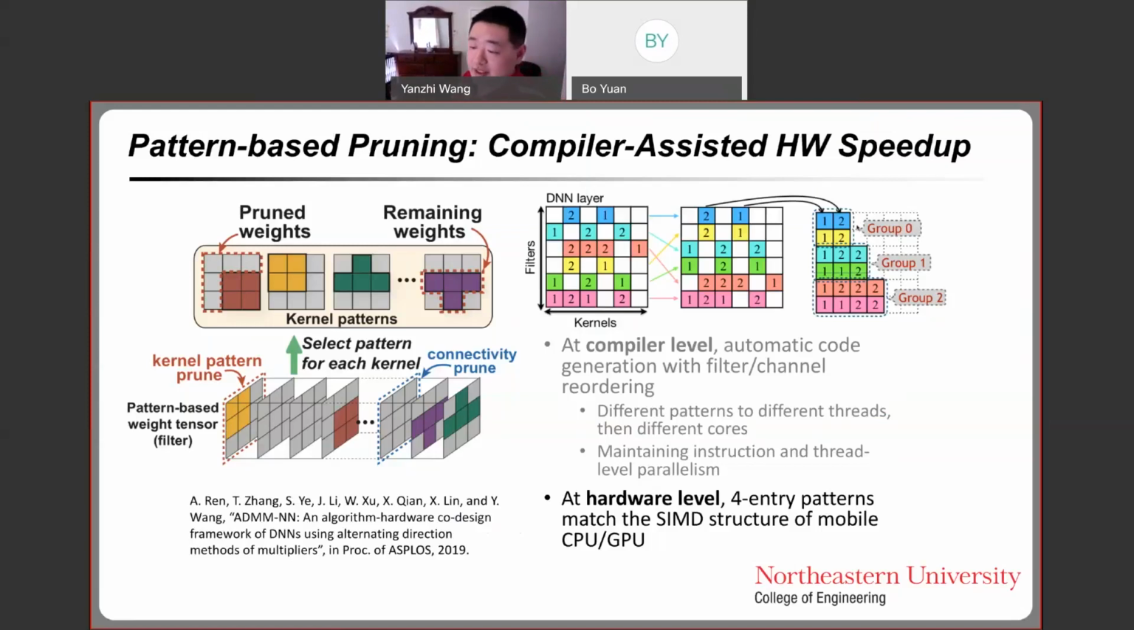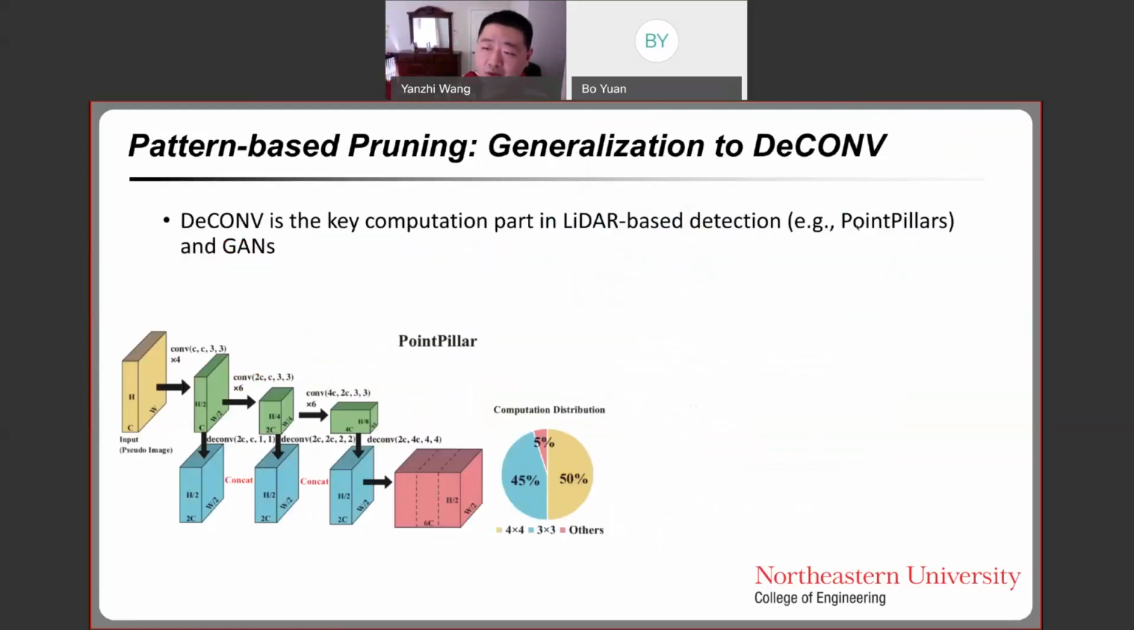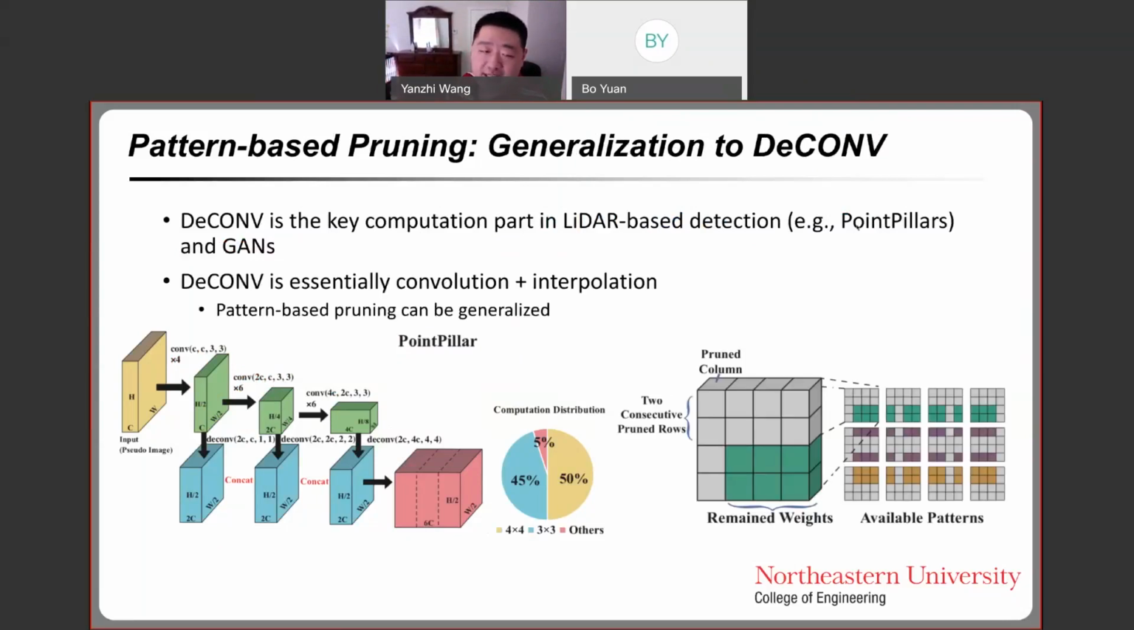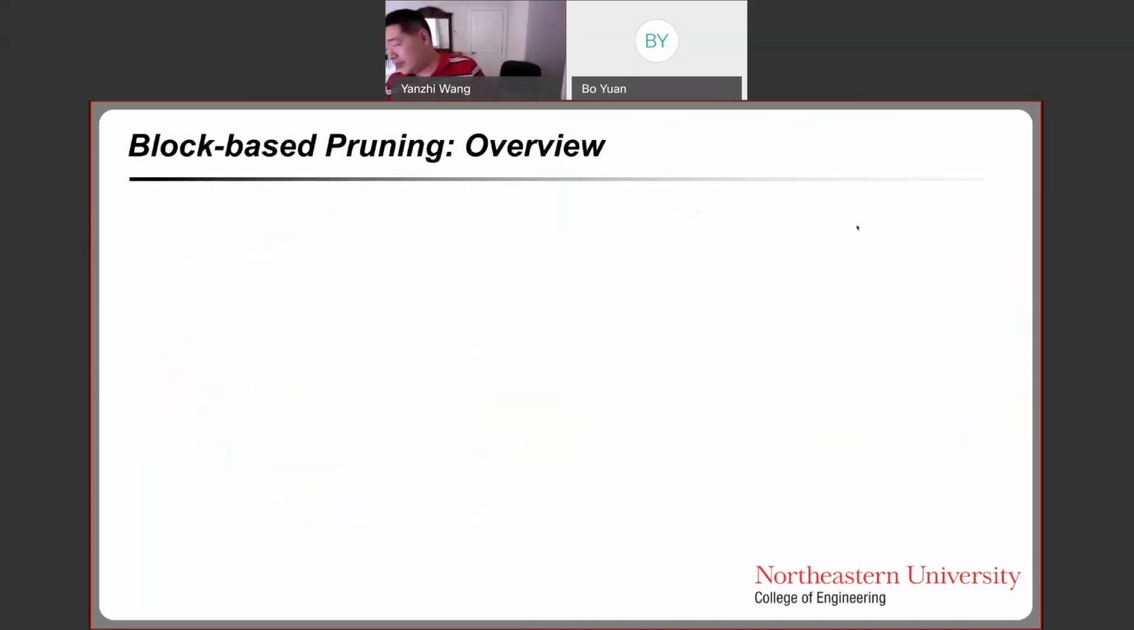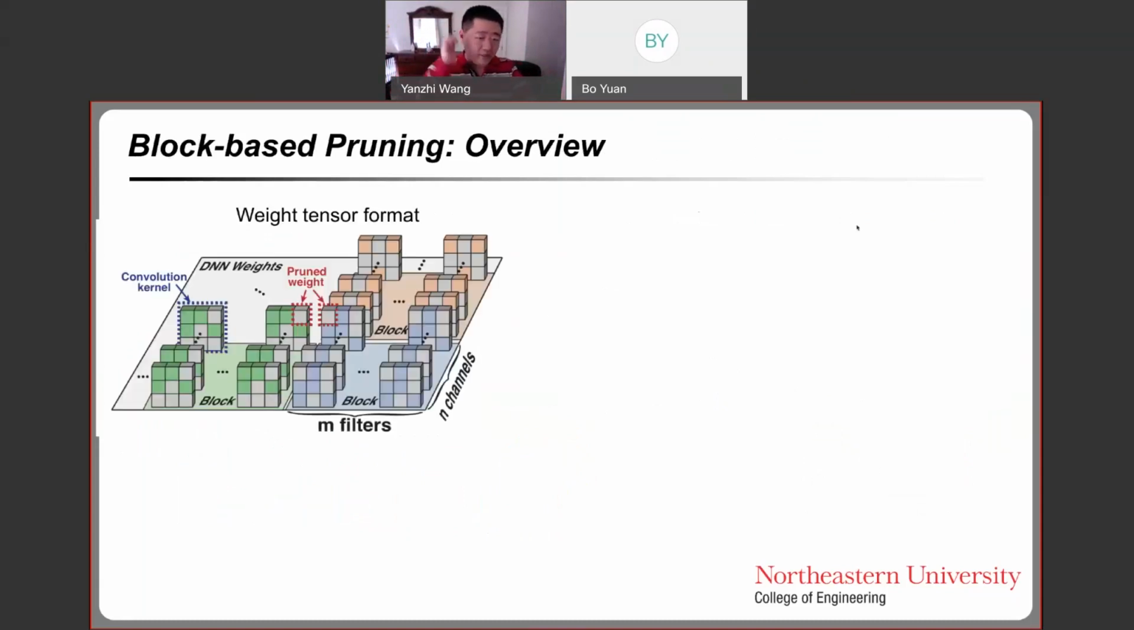Pattern-based pruning can be generalized to something like the deconvolutions, which are key components in LiDAR-based detection, like PointPillars, and also GANs. And we can see here how to generalize to the deconvolution. So pattern-based pruning is mainly used for the convolutions and for the 3x3 kernels and beyond. But there are also fully connected layers. There are also 1x1 kernels, and how do we deal with these cases? So we have invented the so-called block-based pruning.